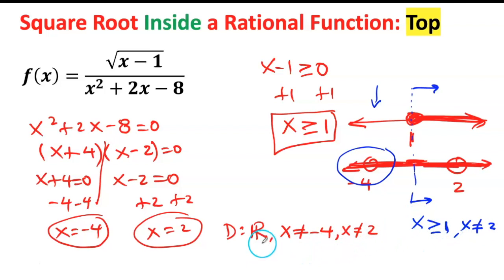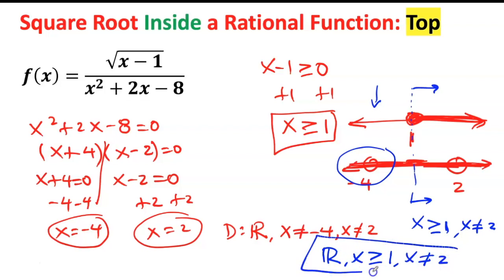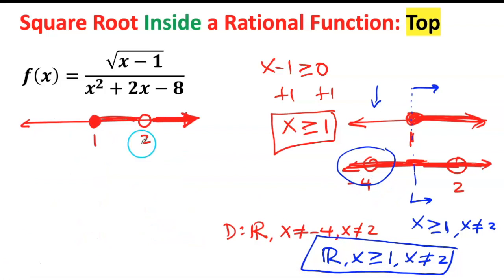So my final domain will be all real x such that x is greater than or equal to 1, but x cannot be equal to 2. And that's going to be my domain. Let's write that in interval notation. So this is the graph, all right? Combination of both, greater than or equal to 1, 2 not included.